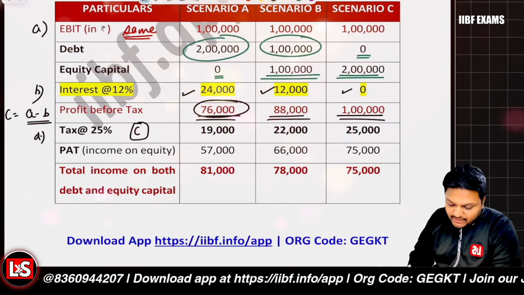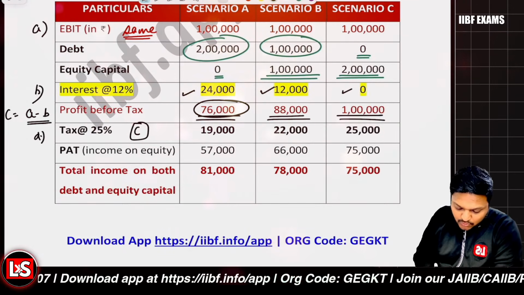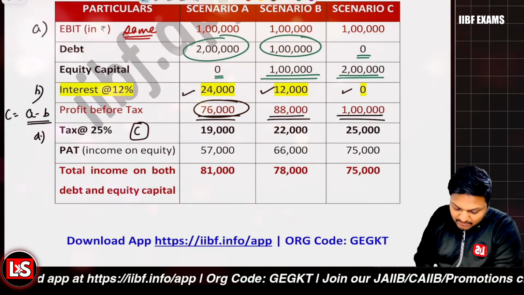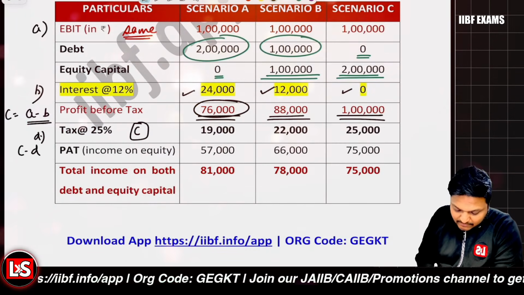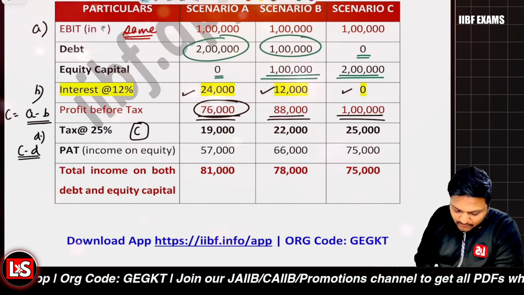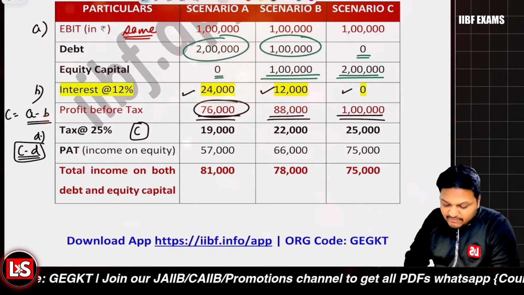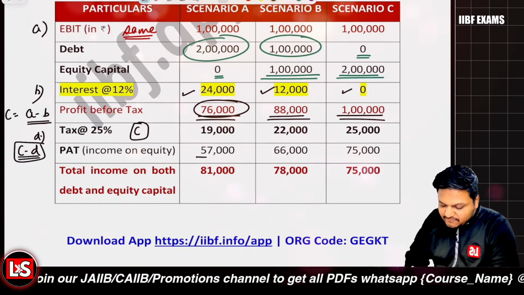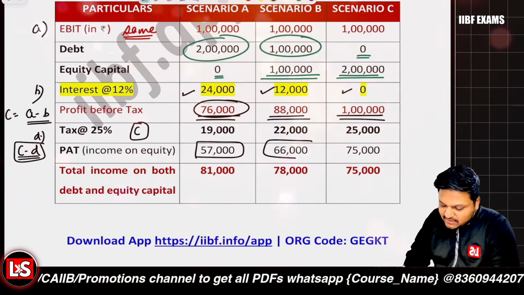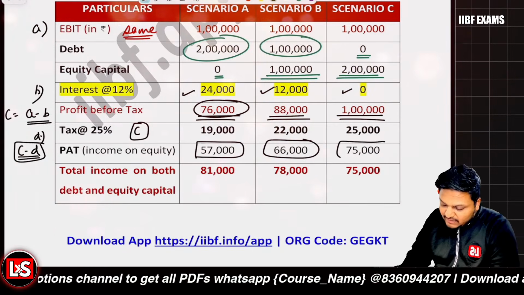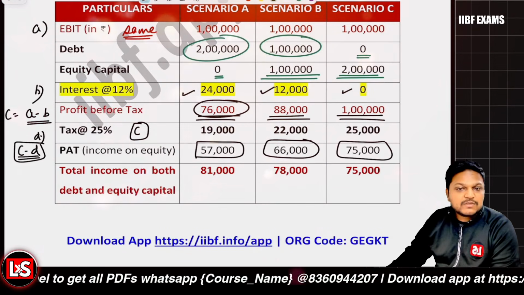Now what is profit after tax? We are to deduct the taxes also. So we can simply say C minus D, that is your profit after tax. That is 76,000 minus 19,000, that is 57,000, 66,000, and further 75,000.